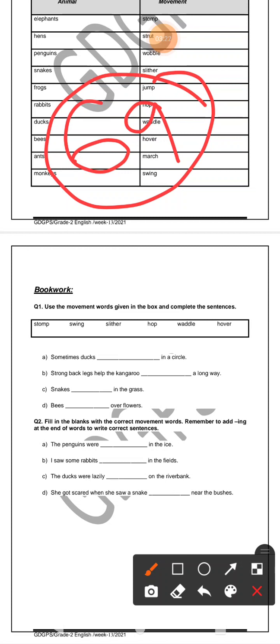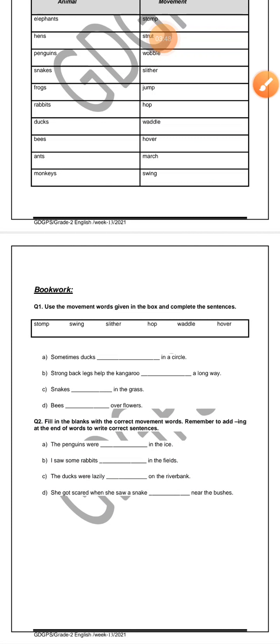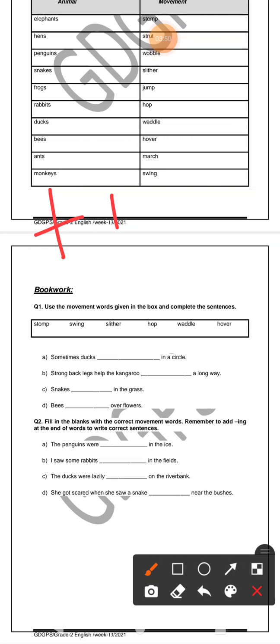On page 69, open page number 69, there is another exercise based on the same movement words. But what we have to do is fill in the blanks with the correct movement words. So we have to choose the correct movement words for the animals given here. But in addition, we have to add ing to the word and write it. Remember that we have to add ing to the word and write it there. I'll help you with the first one. The rest you will do yourself.